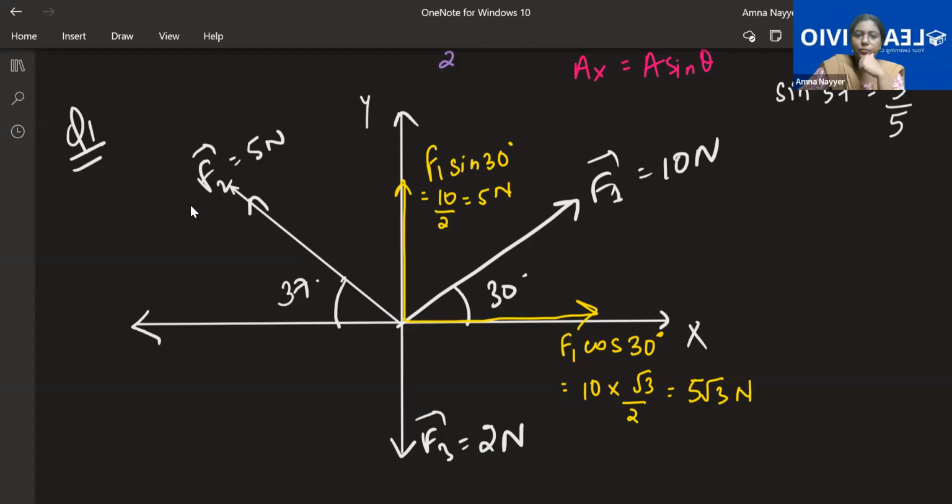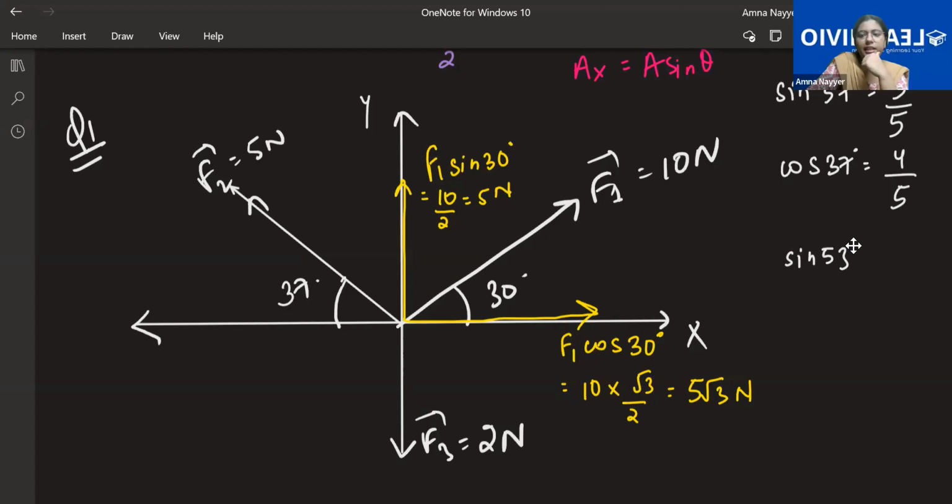Let's come to the second force, which is F2. Its magnitude is 5 Newton. It is making an angle of 37 degrees. I have written here. See, a few values you should remember. Sine 37 is 3 by 5. Cos 37 is 4 by 5.